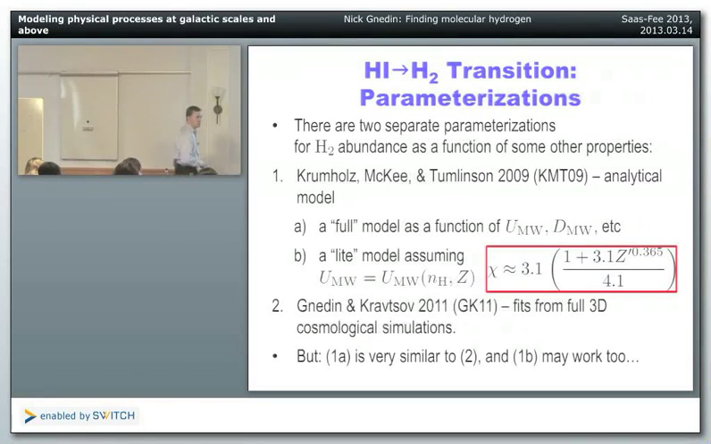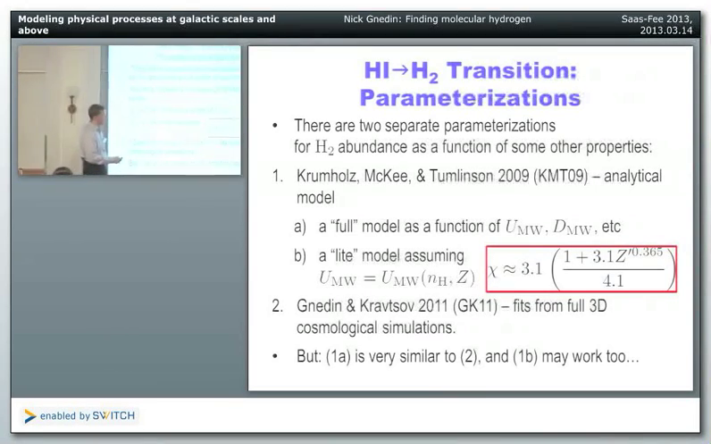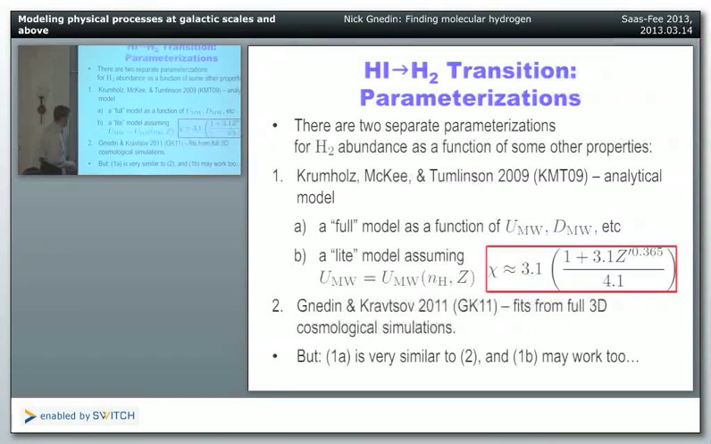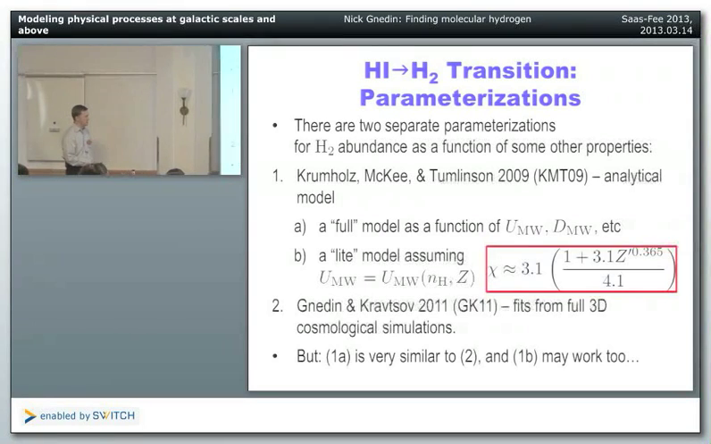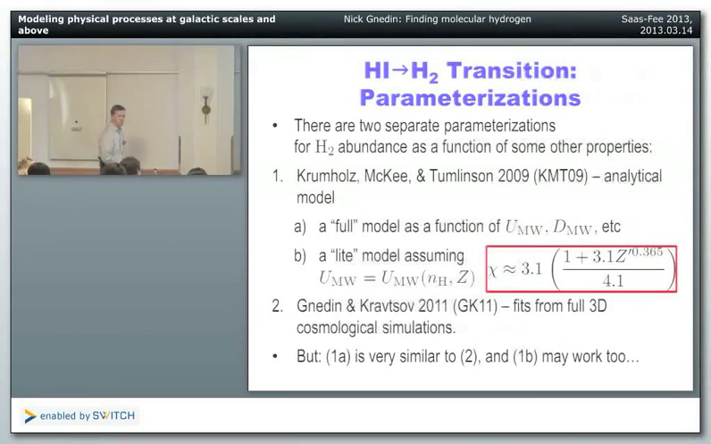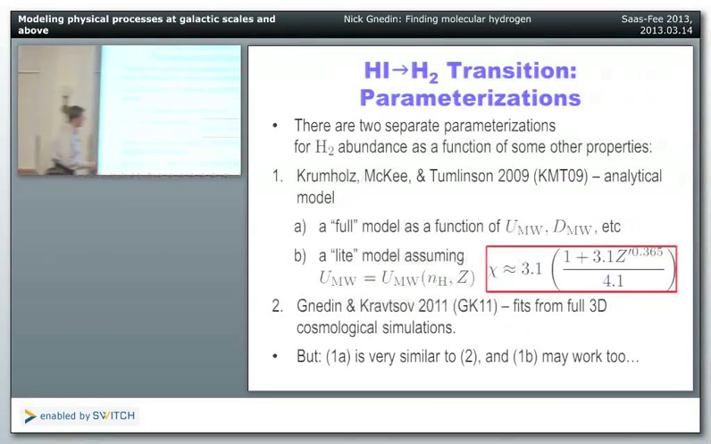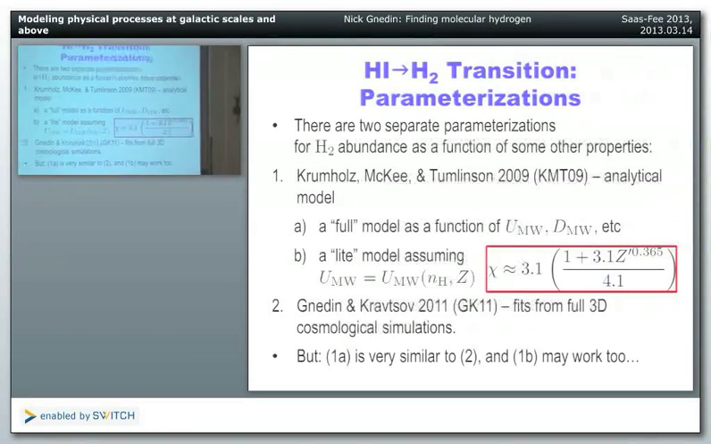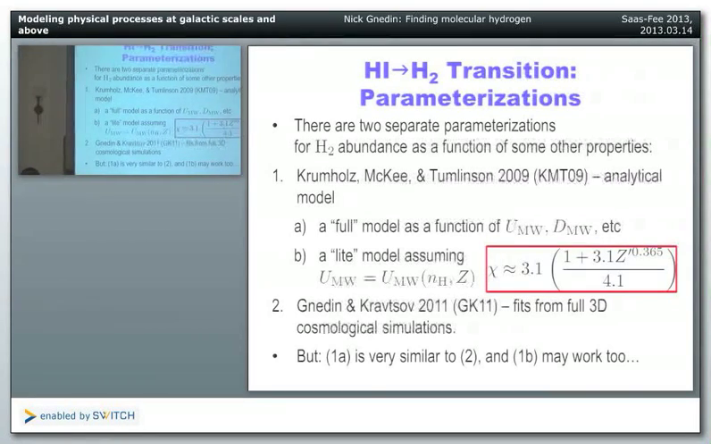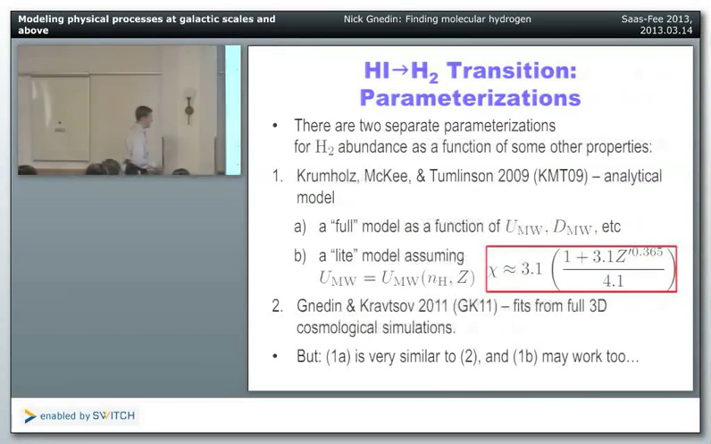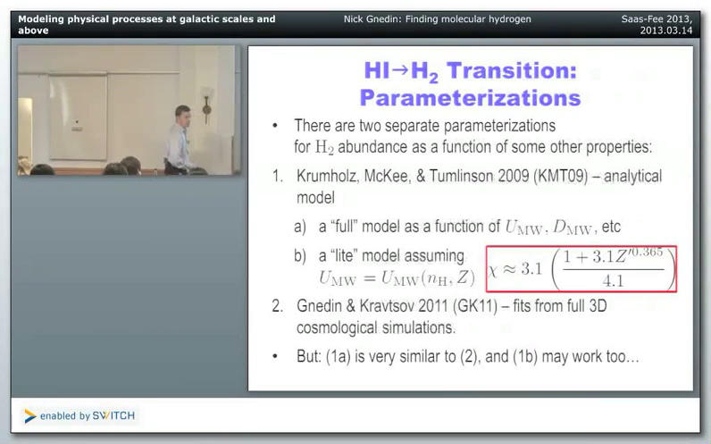And this model comes in two different flavors, which are often mixed up, right? So you have to be careful. There's actually a full model that accounts for this transition as a function of both radiation field and dust abundance. That's what I call the full model. The other one assumes that radiation field is a function of density and metallicity. And the way to distinguish this, if you open someone's paper and you see this formula, that's the light model. Right? Then again, there is our work, in which case we actually ran full three-dimensional cosmological simulations, about 40 of them, in fact, right? To calibrate H2 abundance as a function of radiation field and dust abundance.